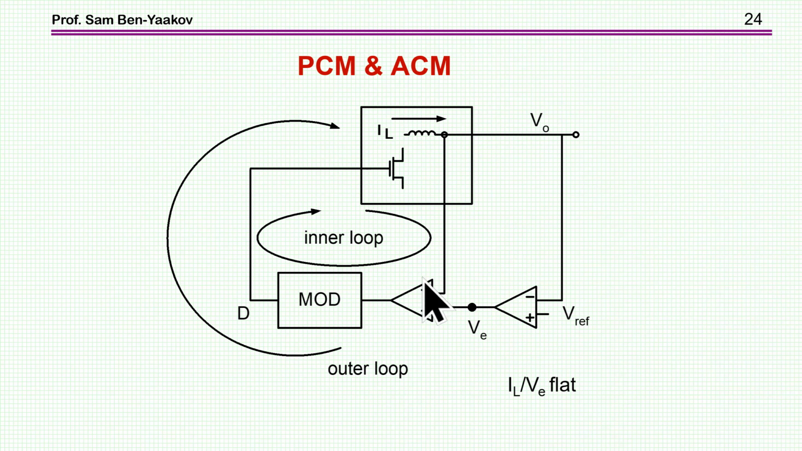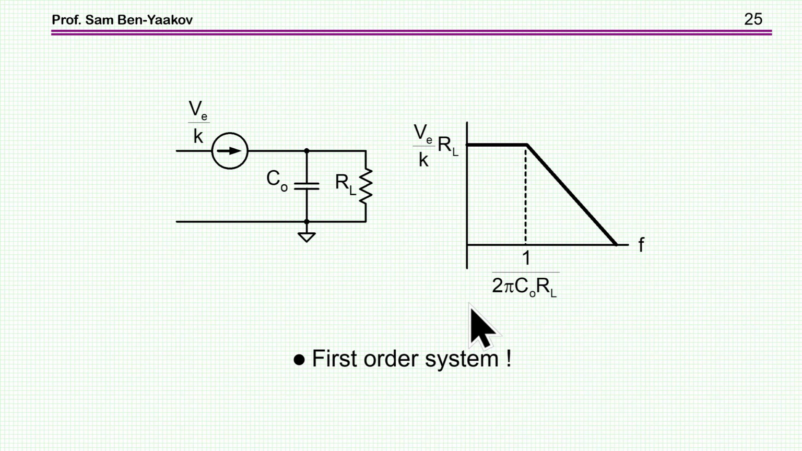Okay, so the inner loop is actually keeping the current to follow this value. In the case of the peak current mode, it's the peak of the current, that is the average plus the ripple, that is following this voltage. So what we have here is that we have sort of eliminated the effect of the inductor per se and replaced it by a current source, in case the feedback is strong and the bandwidth is sufficient. Then we have here a current source. If we have here a current source, then this system becomes a first order system.